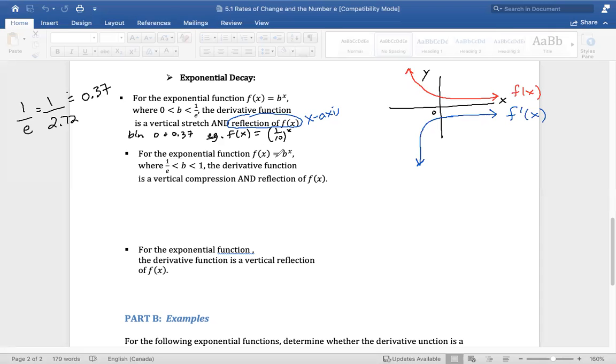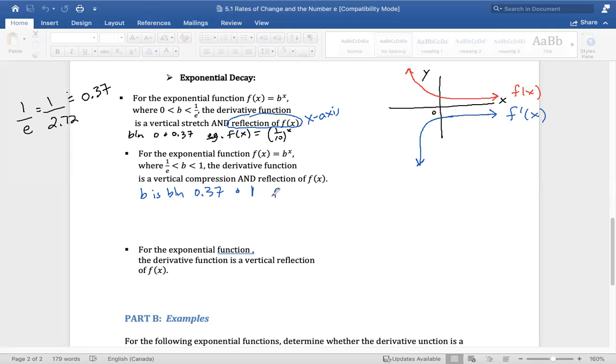What if I had an exponential function f of x equaling b to the power of x, where b is now in between? I already have this value. So b is larger than 0.37. So b is between 0.37 and 1. Then the derivative function will be what a compression would look like, a vertical compression, and also flipped over the x-axis, a reflection over the x-axis. So let's do an example here.